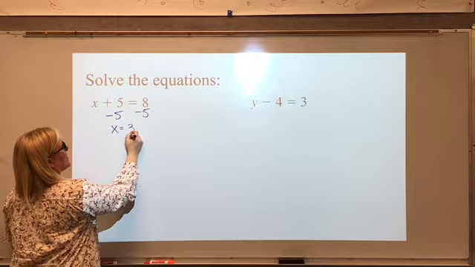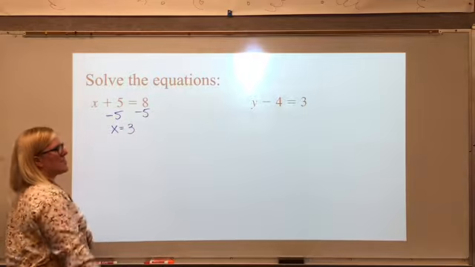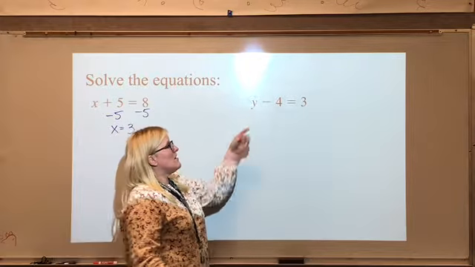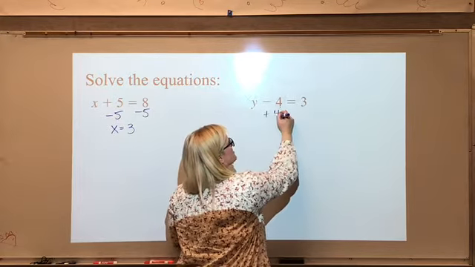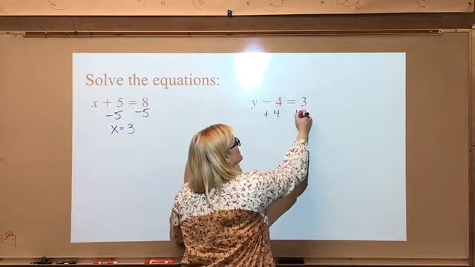Okay, so these aren't inequalities, but I just want to go over these, okay? Solve the equations. You guys can do this. I have x plus 5 equals 8. I subtract 5 from both sides, and I get x equals 3. No big deal. Over here, I'm going to add 4 to both sides, and I get y equals 7. So Mrs. Oldham, what does that have to do with inequalities? Well, I'm going to tell you.